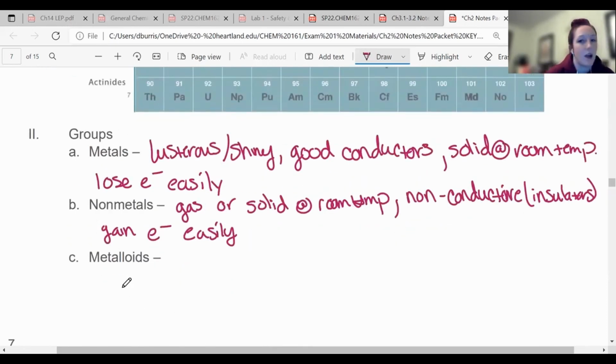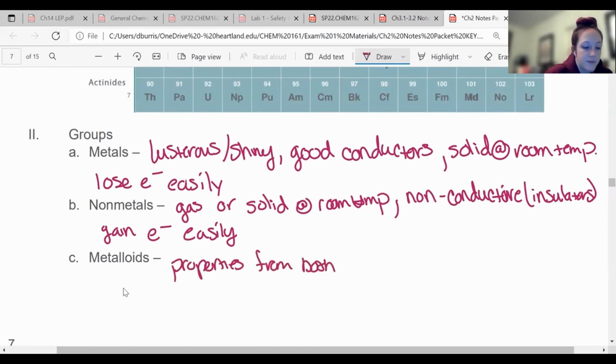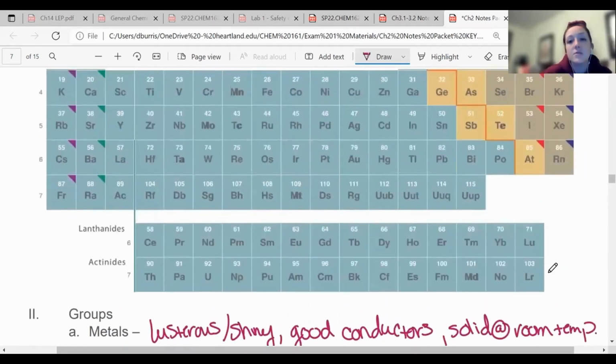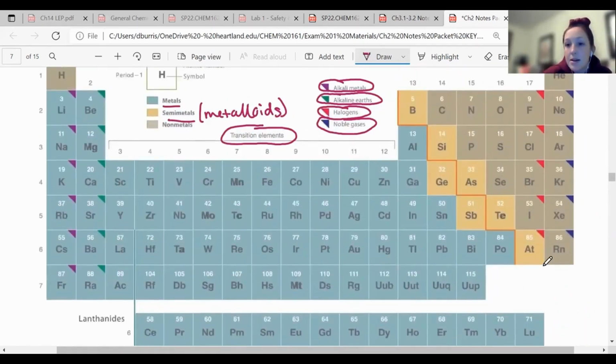So metalloids are right in between. They've got properties from both groups. They can be considered semiconductors, right in the middle. Okay, and those are along the stair step. That's where you're gonna find those. Notice once you make your stair step, everything on top is a metalloid. Not everything on bottom is a metalloid. Aluminum, you should know that aluminum is a metal. Polonium, you don't have to know that one off the top of your head, but as long as you know that these guys are the metalloids, they have properties of both, you should be good.